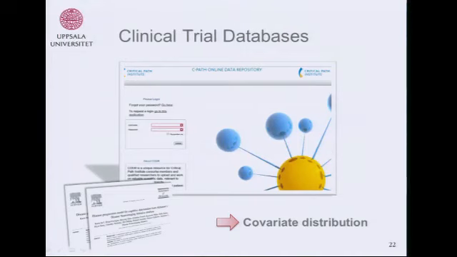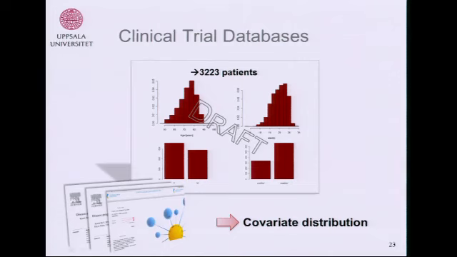The third and last information source that we used to develop this model is where we took covariate distributions from clinical trial databases. These clinical trial databases contain more than 3,000 patients, and they contain information on what distributions you usually encounter in terms of covariates when you do a clinical trial.